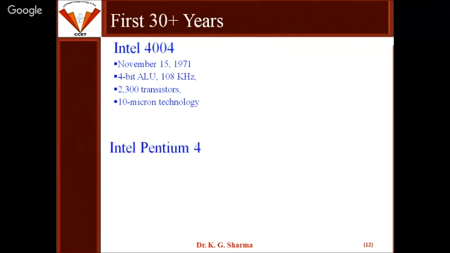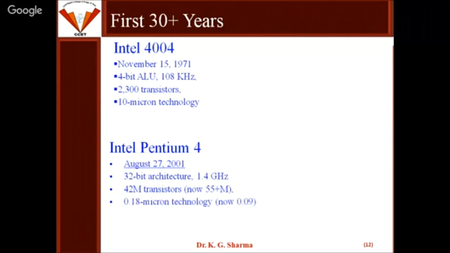After 30 years, the Intel Pentium 4 came into existence, which was proposed in the market on August 27, 2001. It had a 32-bit architecture with an operating frequency of 1.4 kilohertz. 42 million transistors are used in that processor. Now, you can think of it as much more than 55 million. And it was using the 0.18 micron technology.